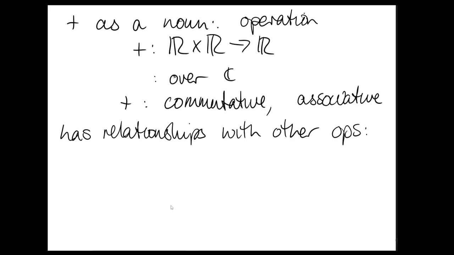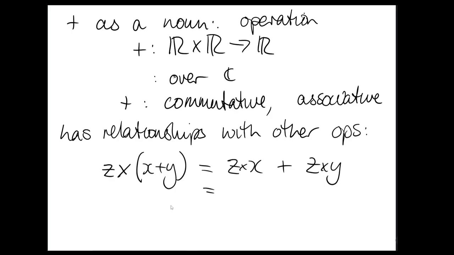The one that I care about right now is the distribution of multiplication over addition. So if I have z times (x plus y), this is equal to z times x plus z times y. Or, as we would write it if we're suppressing that multiplication, zx plus zy. So grammatical fluency in maths looks like being comfortable moving between these different levels for talking about things.